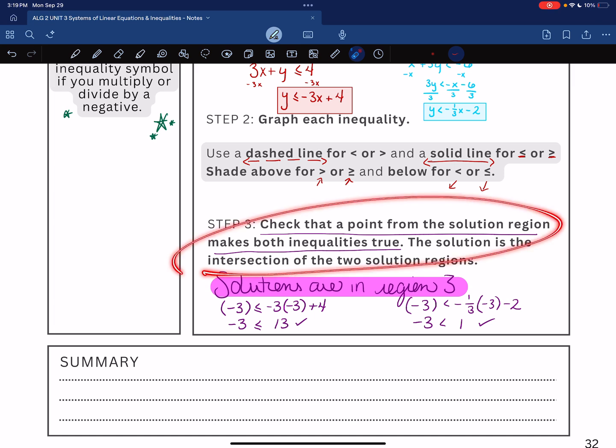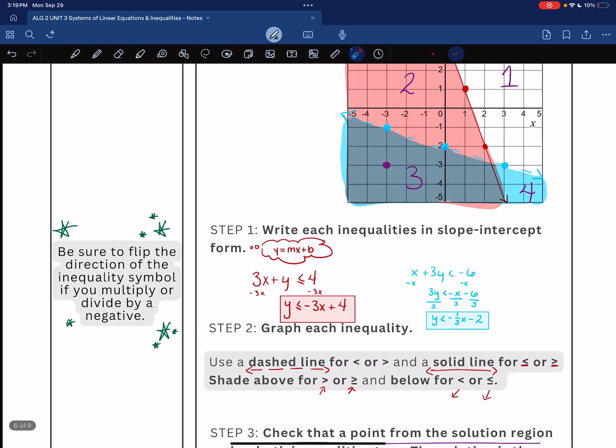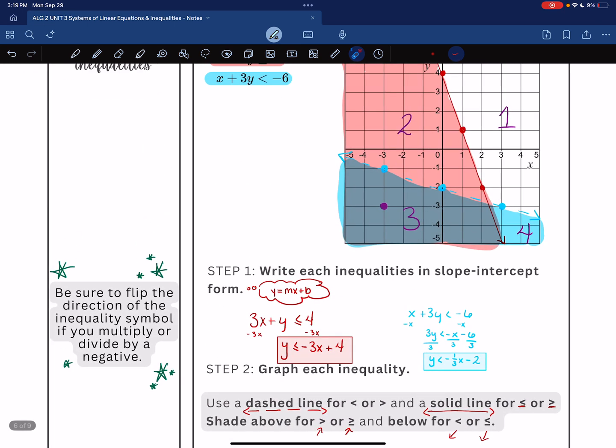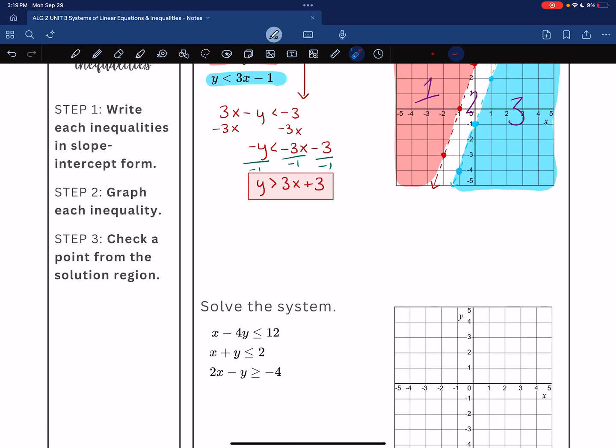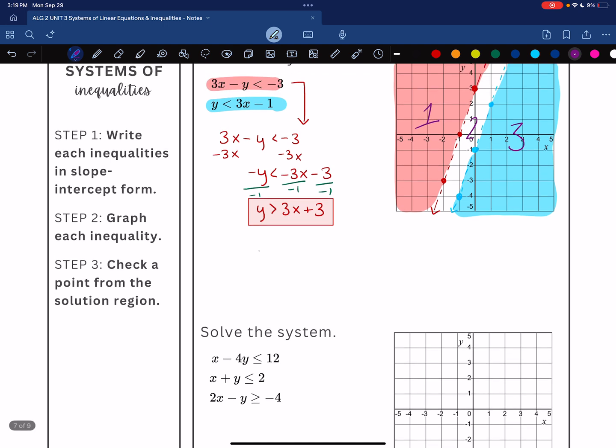The solution is supposed to be the intersection of the 2 regions, like we saw here, what I would call purple, because it was red and blue combined. There's no red and blue overlap here. So what that means is that there are no solutions for this system. No solutions exist. There's nothing that would make both inequalities true.